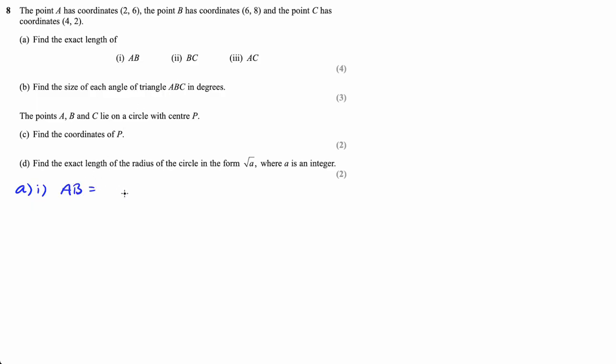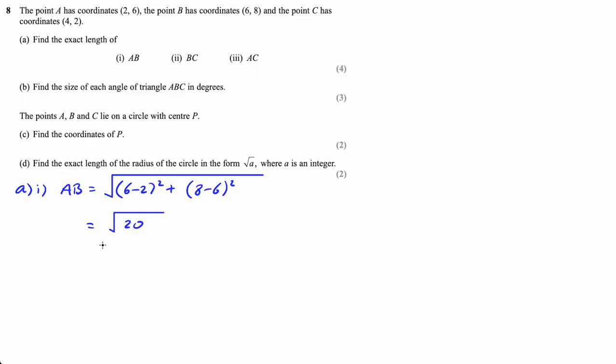is, they're all the distance formula, guys. So it's the square root of, so AB will be 6 minus 2 squared plus 8 minus 6 squared. And this is equal to, exact value, guys, he wants. So I'll give him the exact value. This is 16 plus 4, which is 20. So that is root 20.